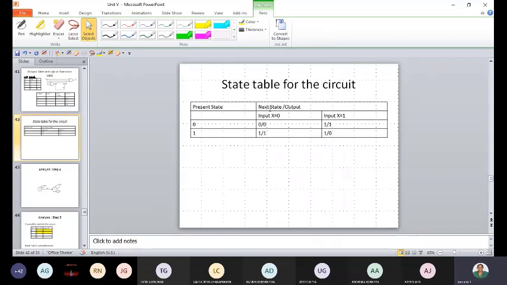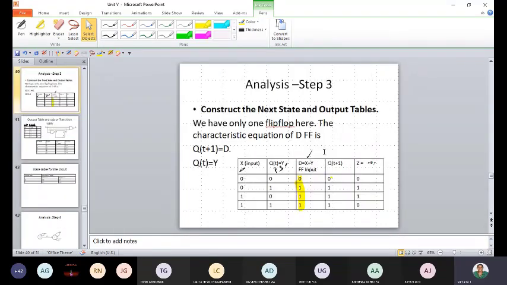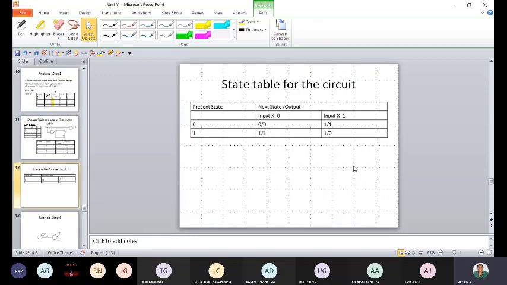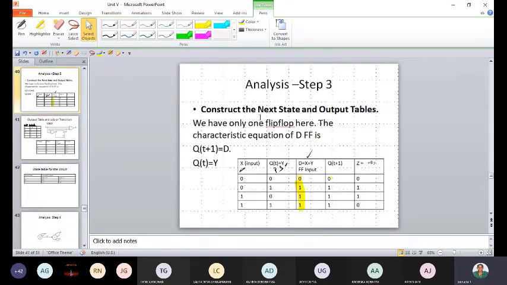What is the next state? Q of t plus 1 is the next state. Q of t plus 1 is given here. For x is equal to 0, Q of t plus 1 is 0. For x is equal to 1, Q of t plus 1 is 1. This combination I have combined and kept in this slide; you are going to separate it. That's all. When x is equal to 0, the next state is 0 and z is 0. So 0 slash 0. That is what I have written.